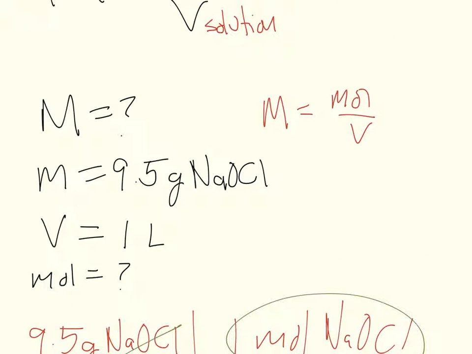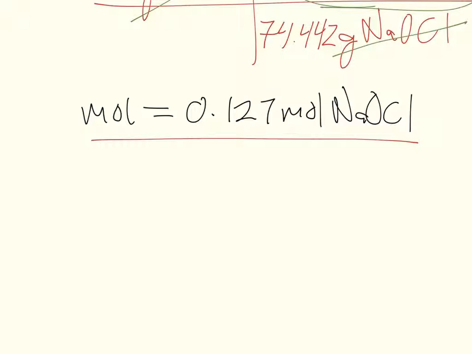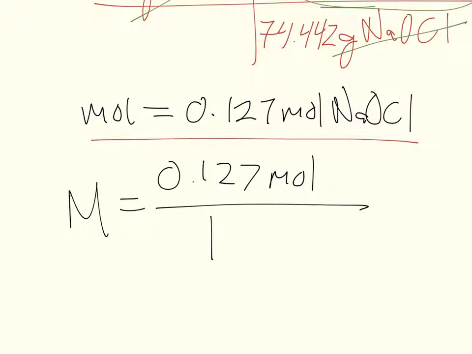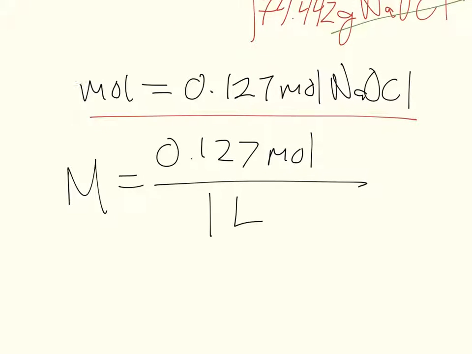So if I look back at my equation, my molarity is moles divided by volume. Well, what's my volume? My volume is 1 liter. So that means my molarity is going to be my number of moles, 0.127 moles, divided by 1 liter. What is 0.127 divided by 1? 0.127. All right, I'm glad you guys can do that one.